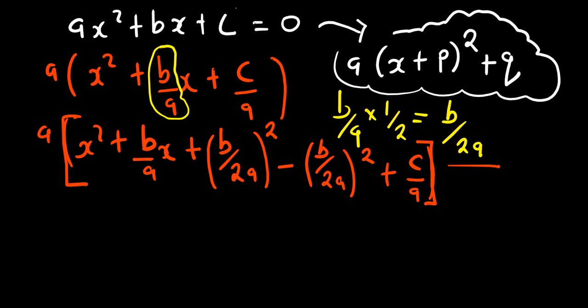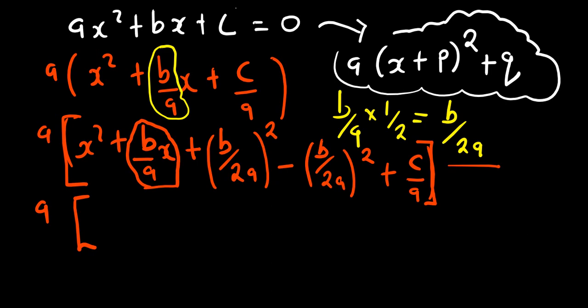Okay, so now let's continue. Now what we are going to do is ignore this part, because it's the one that we've halved. So what are we going to have when we ignore that part? You have the big bracket. Now we're going to put the ones with squares in their own bracket.